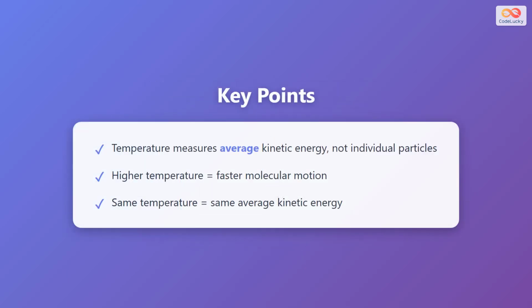Let's summarize the key points. First, temperature measures average kinetic energy, not the kinetic energy of individual particles. In any substance, different particles move at different speeds, but temperature tells us the average. Second, higher temperature equals faster molecular motion. Heat up a substance and its particles speed up. Third, if two substances are at the same temperature, their particles have the same average kinetic energy, even if the substances themselves are different. This is a remarkable fact that unifies our understanding of thermal behavior across all materials.